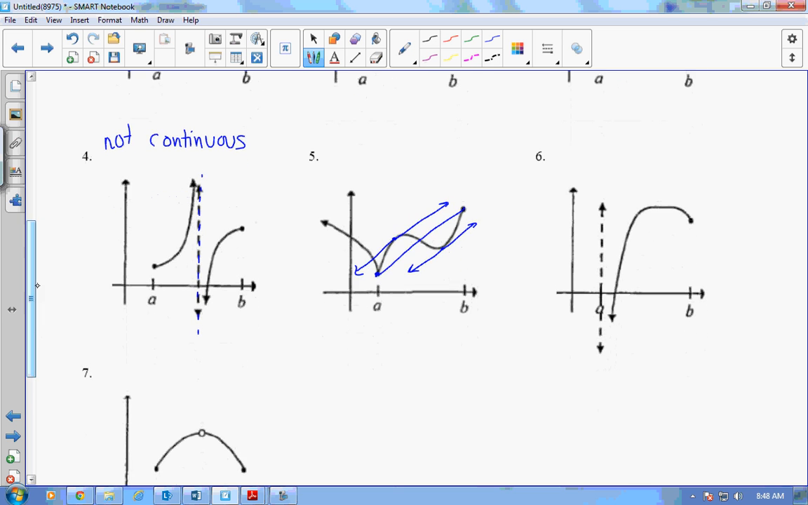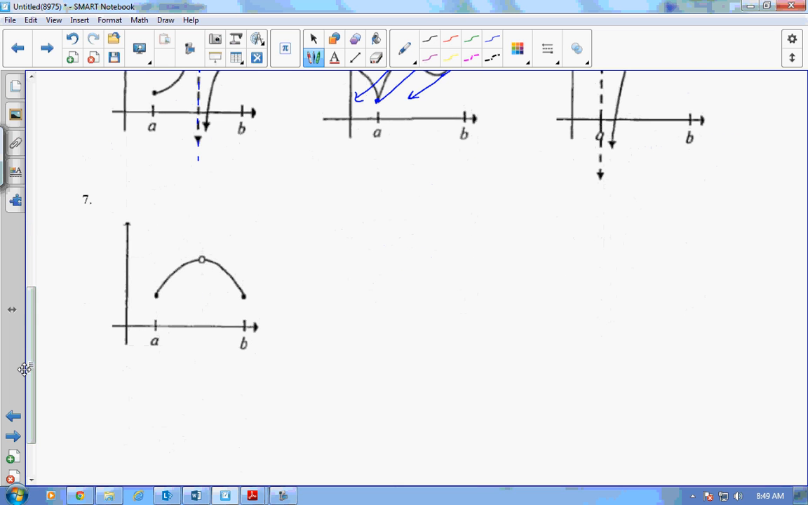And what about number 6? Is it continuous on the closed interval A to B? On the open interval, but the definition is it on a closed interval? Because is there actually even a point at A? No. So this is not a closed interval. And number 7, is it continuous on the closed interval A to B? No, because of the hole, right? So this one's not continuous.